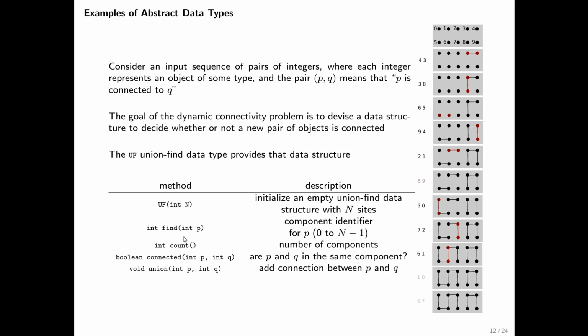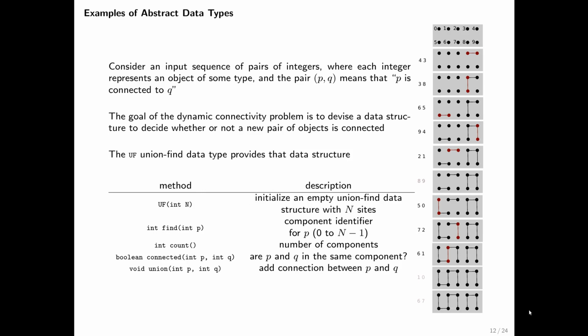So find basically tells you which island or which component the site P belongs to, and it's simply a number between 0 and n-1. Count is an instance method that tells you the number of components. So once all the input pairs have been processed, you can use this method to figure out the number of islands that you're left with.